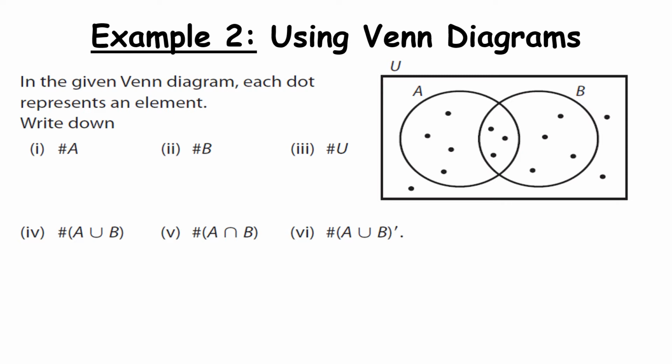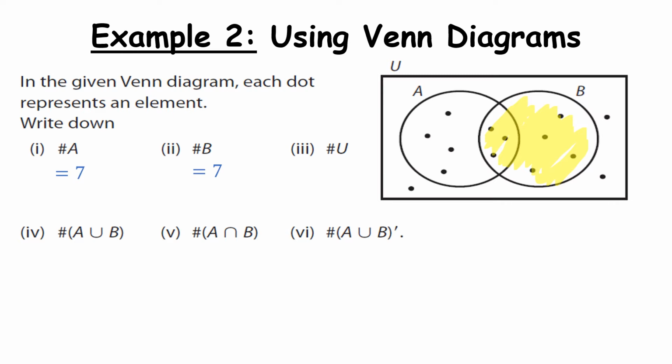How many elements? So it asks us to write down how many elements are in A. So A is the full circle of A. So it's everything that we've highlighted here. And if we count them, there are 7 elements. B then, what is the cardinal number of B? B is the whole circle of B. So again, counting these, we have 7.